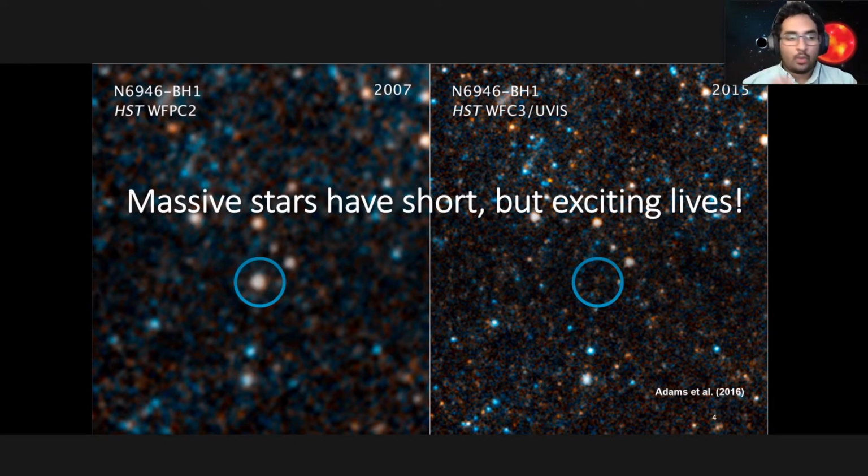So one of my favorite images of massive stars doing exciting things is this panel from Adams et al. 2016, showing the disappearance of a massive star in the galaxy NGC 6946. It is thought that the star underwent something called a failed supernova event. It brightened momentarily before it completely disappeared from optical wavelengths. The left panel shows what we saw with the Hubble Space Telescope in 2007. And on the right, you see the same field in 2015. So this star just went away. The current hypothesis is that the massive star underwent a core collapse event, resulting in the formation of a stellar mass black hole.